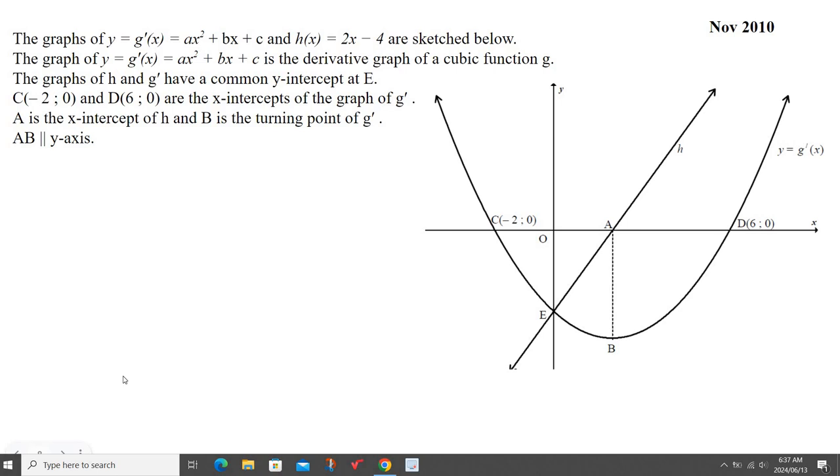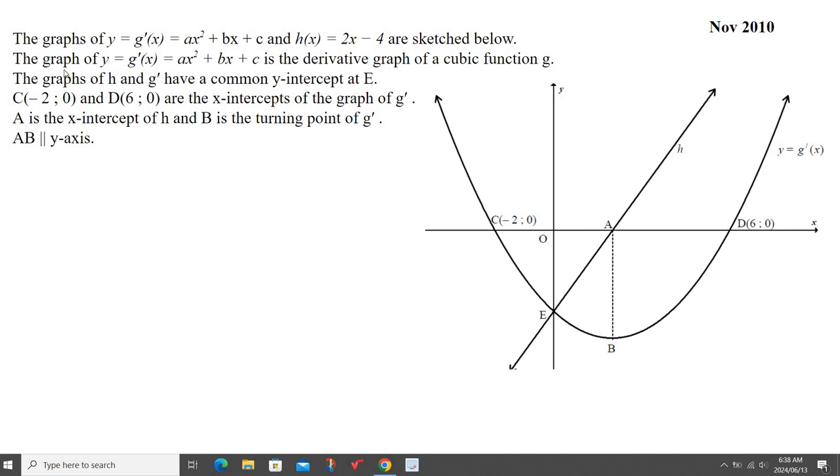Okay, let's try the cubic calculus question from 2010. And it's just like the stuff we've been doing in this Part 7 calculus. They've given us a graph of the derivative, g prime of x, and that's always a parabola. And they've given us a line, h of x equals 2x minus 4. And that's linear.